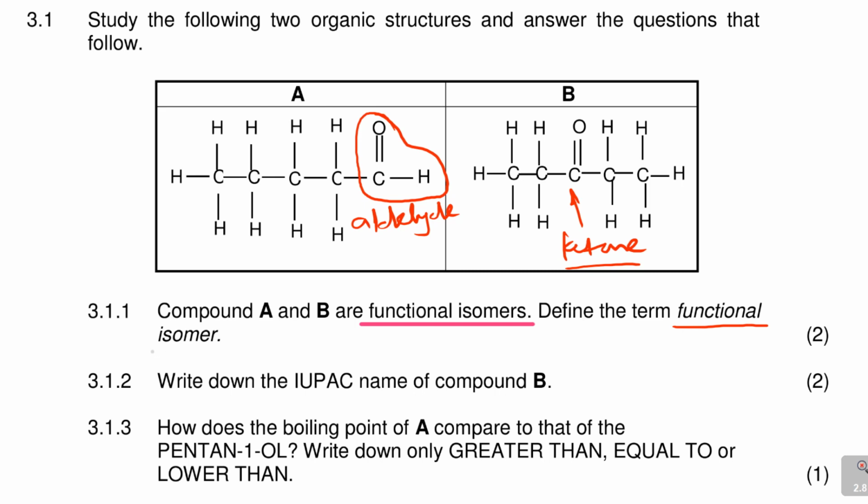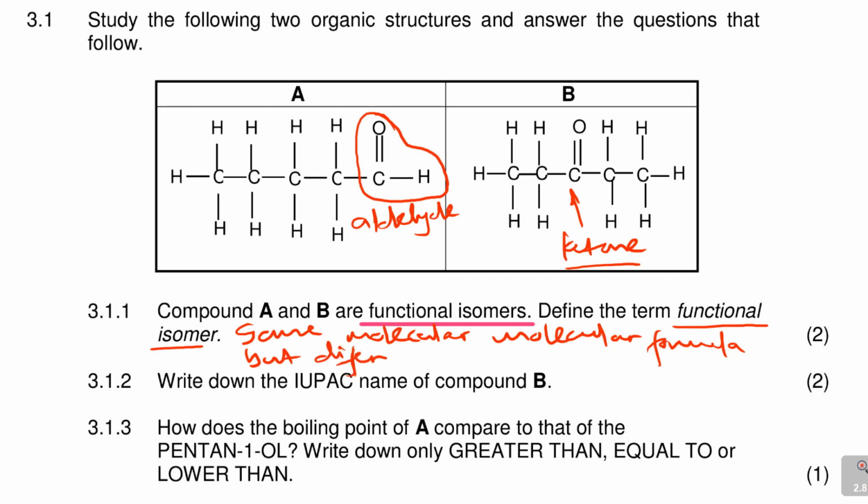Define the term functional isomers. What is a functional isomer? The key word they wanted there is to say same molecular formula, like describing an isomer. Remember, an isomer is an organic compound with the same molecular formula but different structural formula. So you maintain the same way, same molecular formula, but now because they are specific to say functional isomer, they say but different functional groups. See, that's why it's called functional isomer. It's a compound with the same molecular formula but different functional groups.